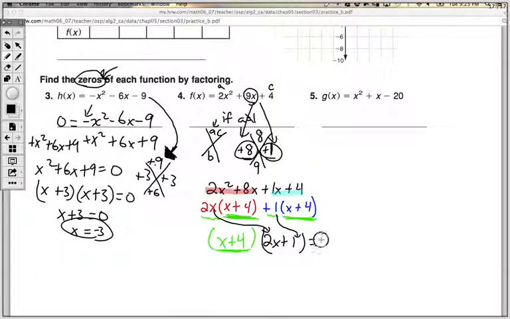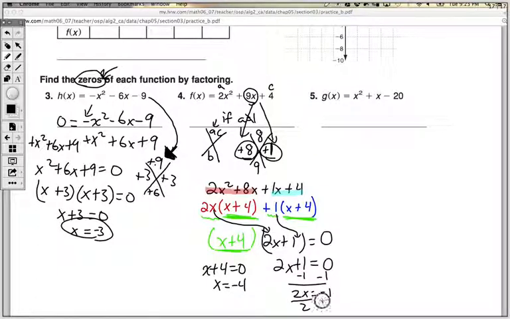Okay, so now if I set this equal to 0, I could set each of these pieces equal to 0. And I would have x plus 4 equals 0 and 2x plus 1 equals 0. And then I'd have x equals negative 4 from this one. And for the other one, it's kind of 2 steps. I have 2x equals negative 1, divide by 2, divide by 2. And then we got x equals negative 1 half. x equals negative 4, x equals negative 1 half.